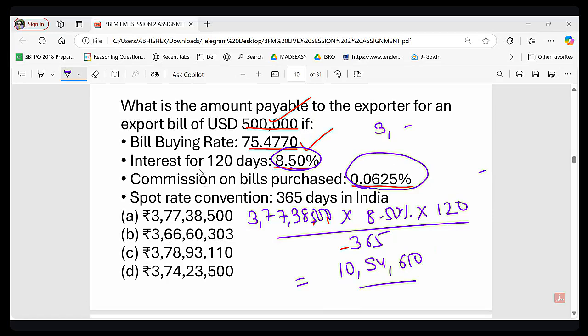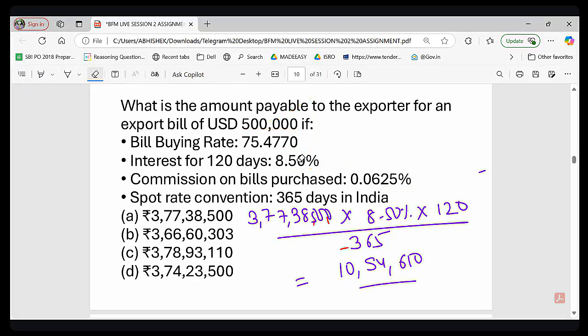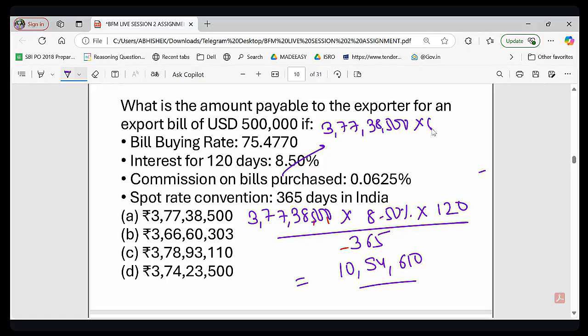So let's calculate the value of commission. What is the value of this commission? This is nothing but 3 crore 77 lakh 38,500 multiplied by 0.0625%, isn't it? So this is the commission. Tell me the value of commission. What are you getting? Just calculate this value: 3 crore 77 lakh 38,500 multiplied by 0.0625%. What value are you getting?